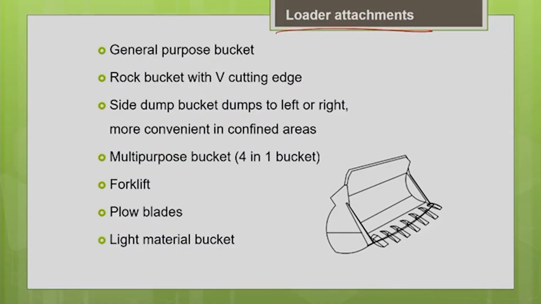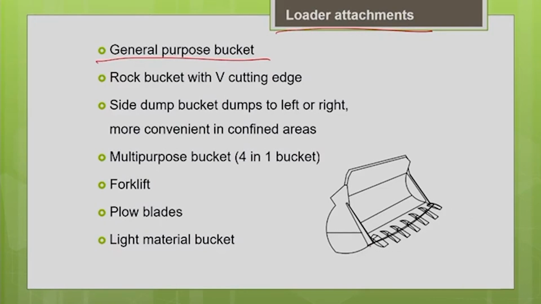Now let us see what are all the possible loader attachments. There are different types of attachments possible. Okay, depending upon the attachment, your application of the loader will vary. So the first one is a general purpose bucket, which we commonly use for handling the earth. So as we discussed earlier for the bulldozer, even for this bucket, at the bucket proper, you will have the cutting edge. Generally, the cutting edge gets worn out fast due to the wear and tear. So this cutting edge will be just bolted on to the bucket proper.